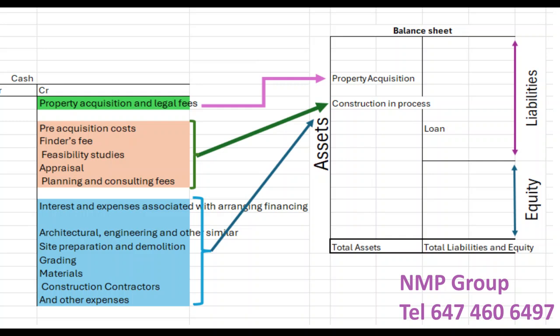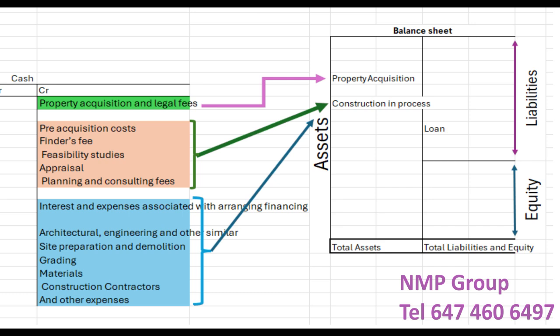This video explains how we book expenses in construction. Construction takes some years to complete. Capitalize pre-acquisition costs at construction in process. Some types of expenses might be finder's fee, feasibility studies, appraisal, planning and consulting fees.